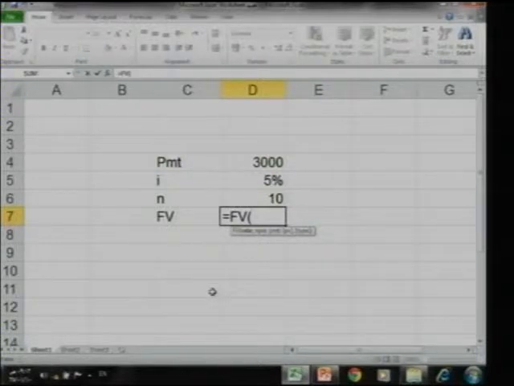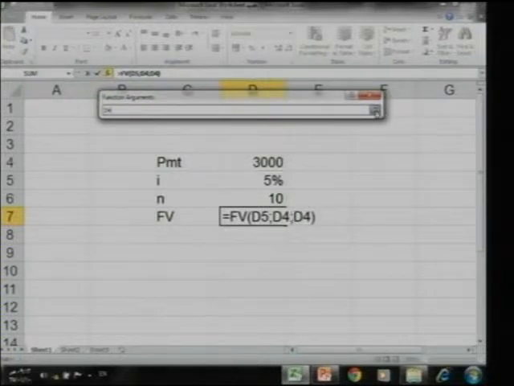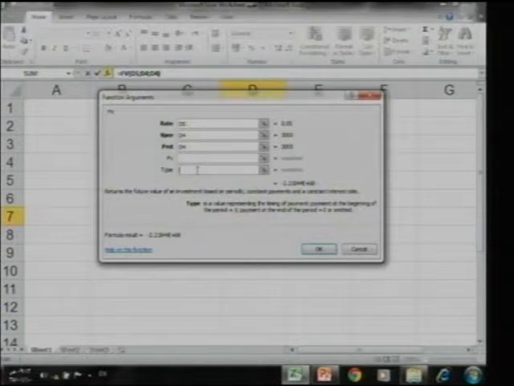The future value, the rate is 5%. Then the payment is 3,000. Then the present value is... sorry, we want the payments. Okay, we need the payments. The payment is 3,000. And the type here is important. If you put 0, the payments how many times?